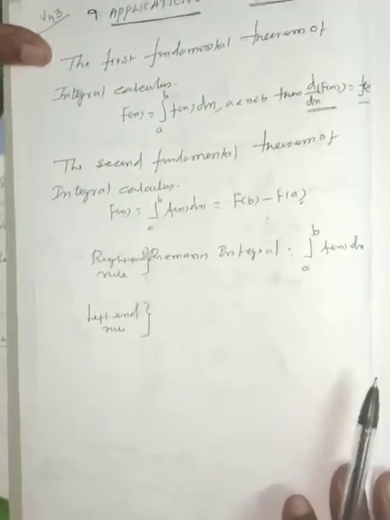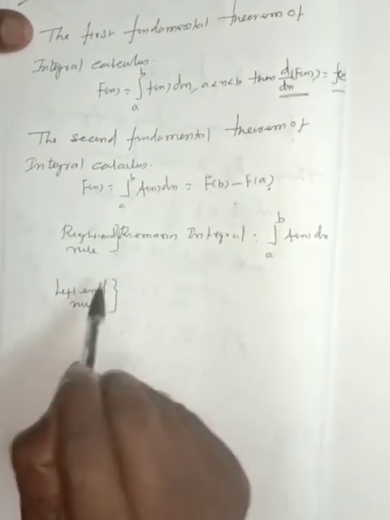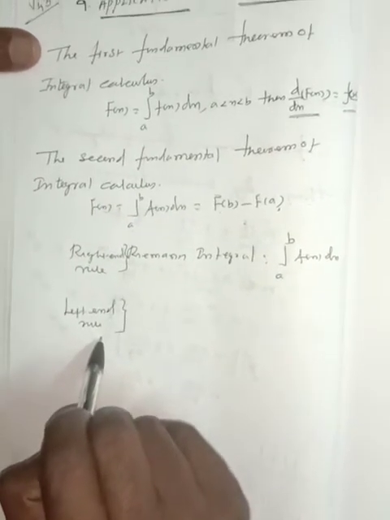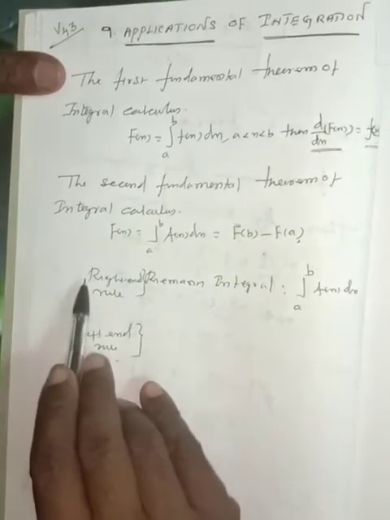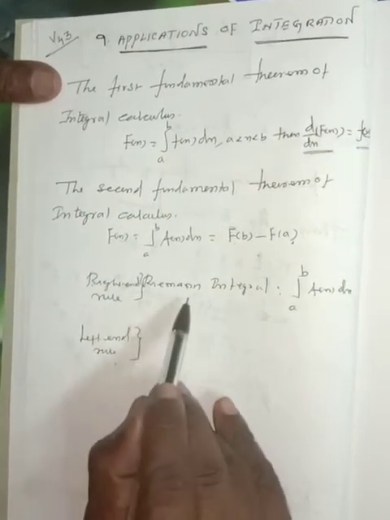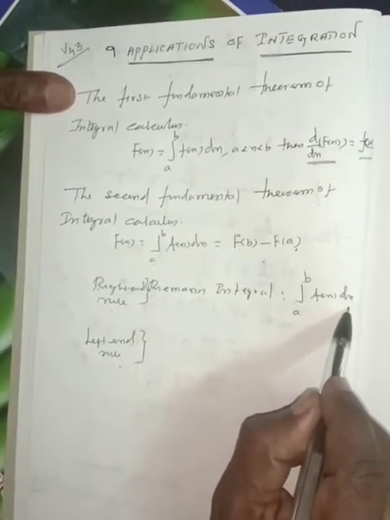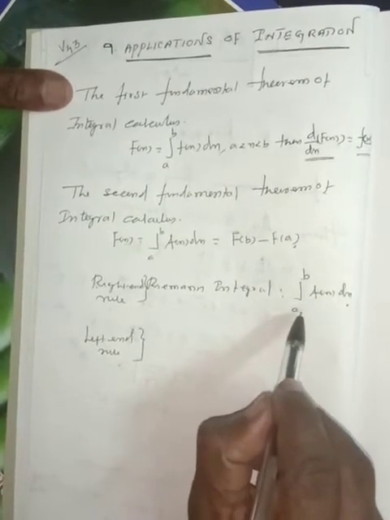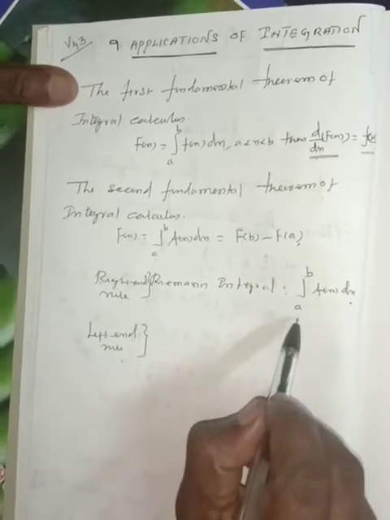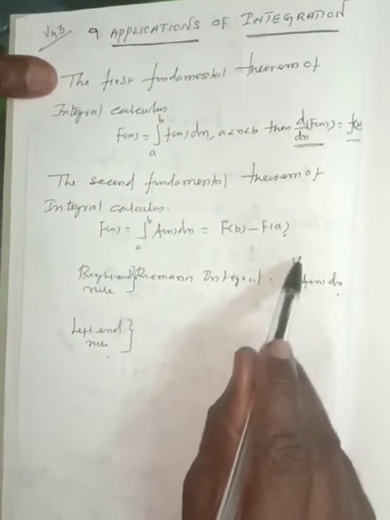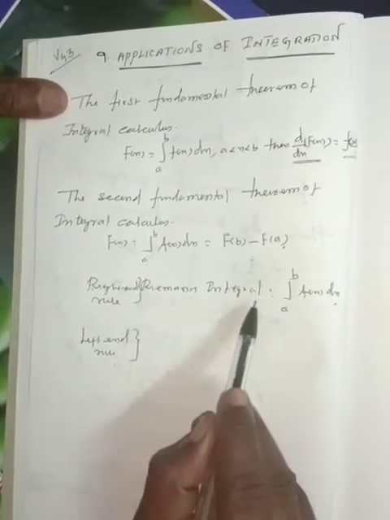Okay. Now the left, right or middle Riemann integral rule. The right end rule for the Riemann integral is the integral from a to b of f of x dx, including the lower limit and excluding the upper limit. Including the lower limit and excluding the upper limit gives the right end rule of the Riemann integral.